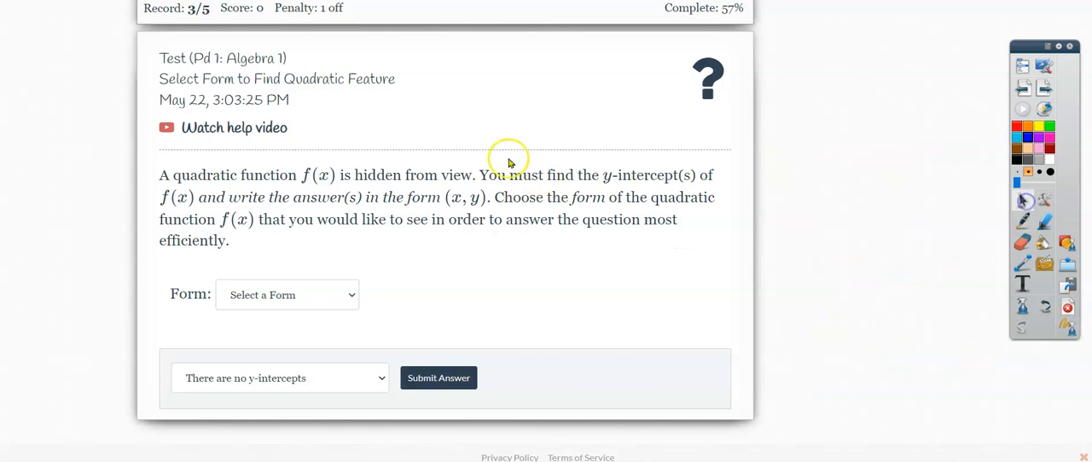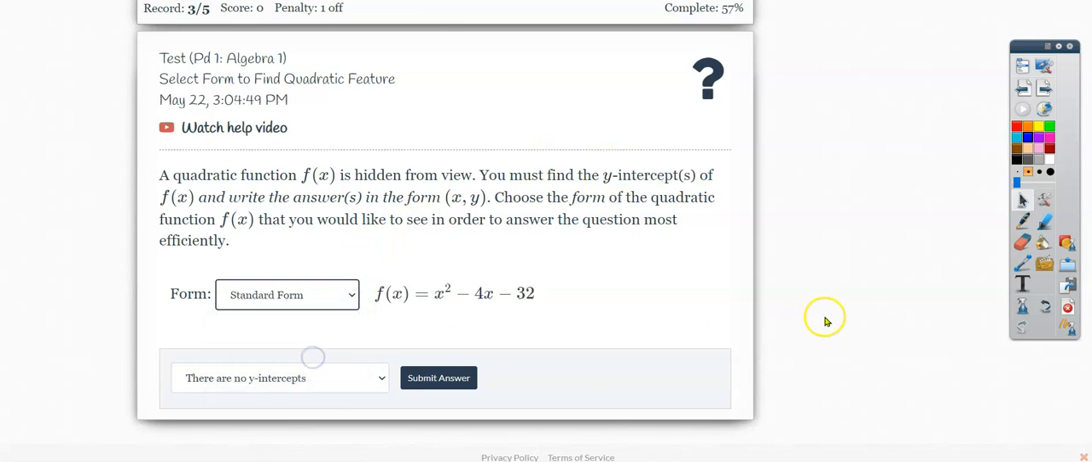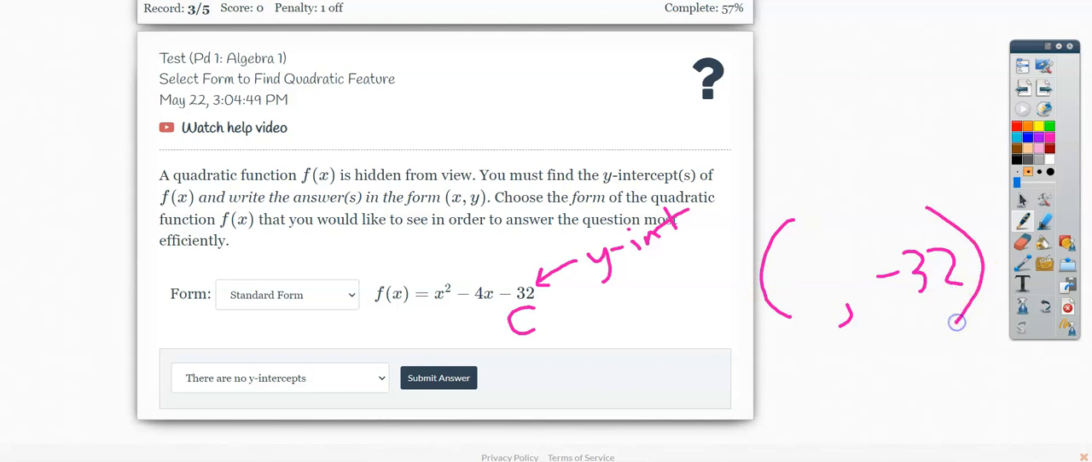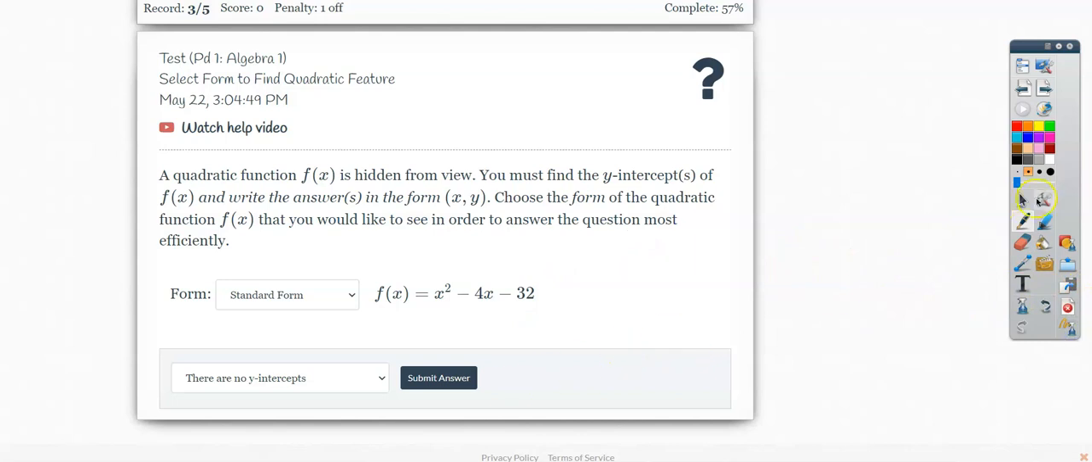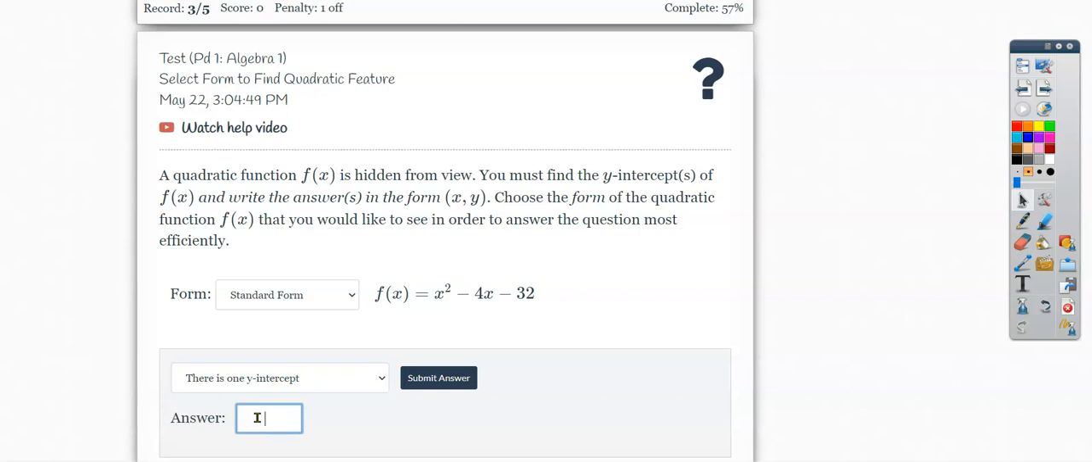And the best format for seeing a y-intercept is standard form. Standard form has an a, b, and a c value. And the c value is the shift up or down. So that's the y-intercept. So my y-intercept is -32. And there's always a 0 in the x position. So 0, -32. That's what we're going to type here. There's one y-intercept, and it is at 0, -32.